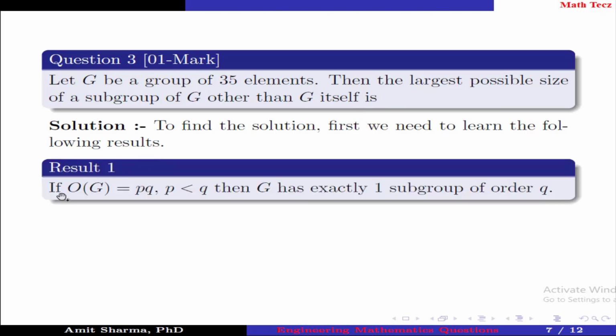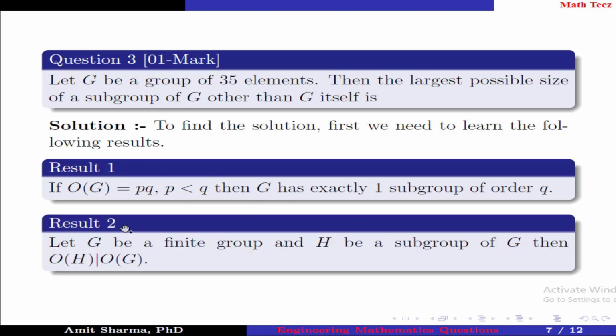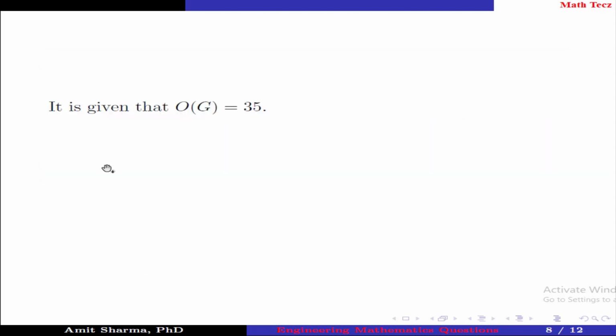Result number 1. If order of G equals pq, p less than q, then G has exactly one subgroup of order q. Result number 2. Let G be a finite group and H be a subgroup of G, then order of H divides order of G. It is given that order of G is 35.